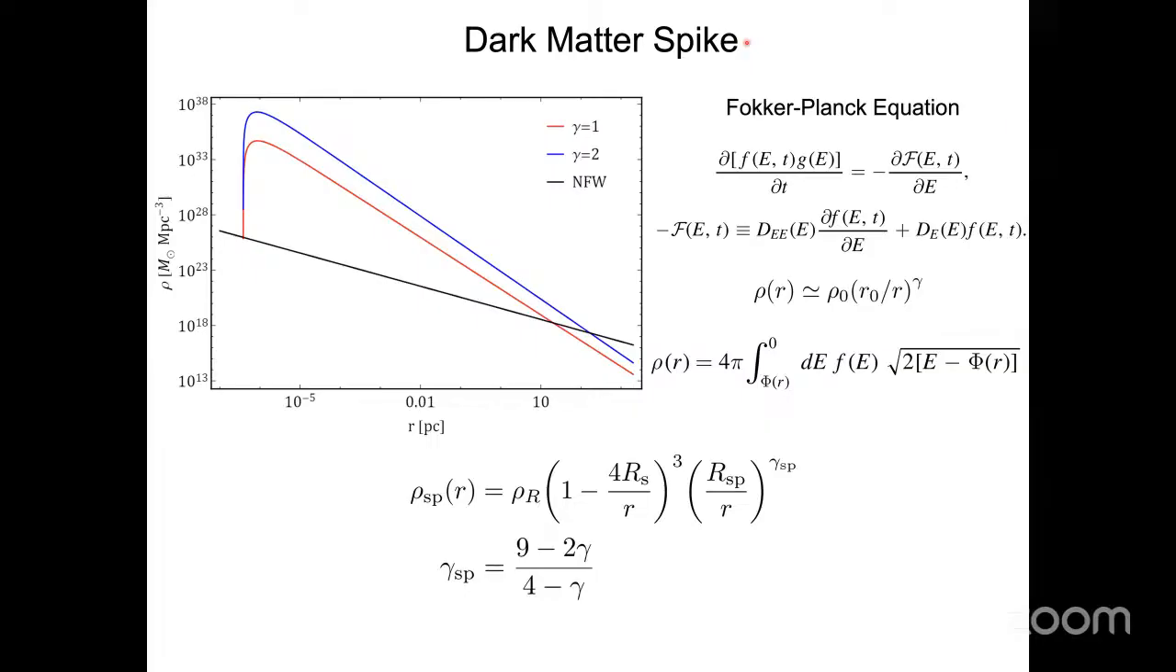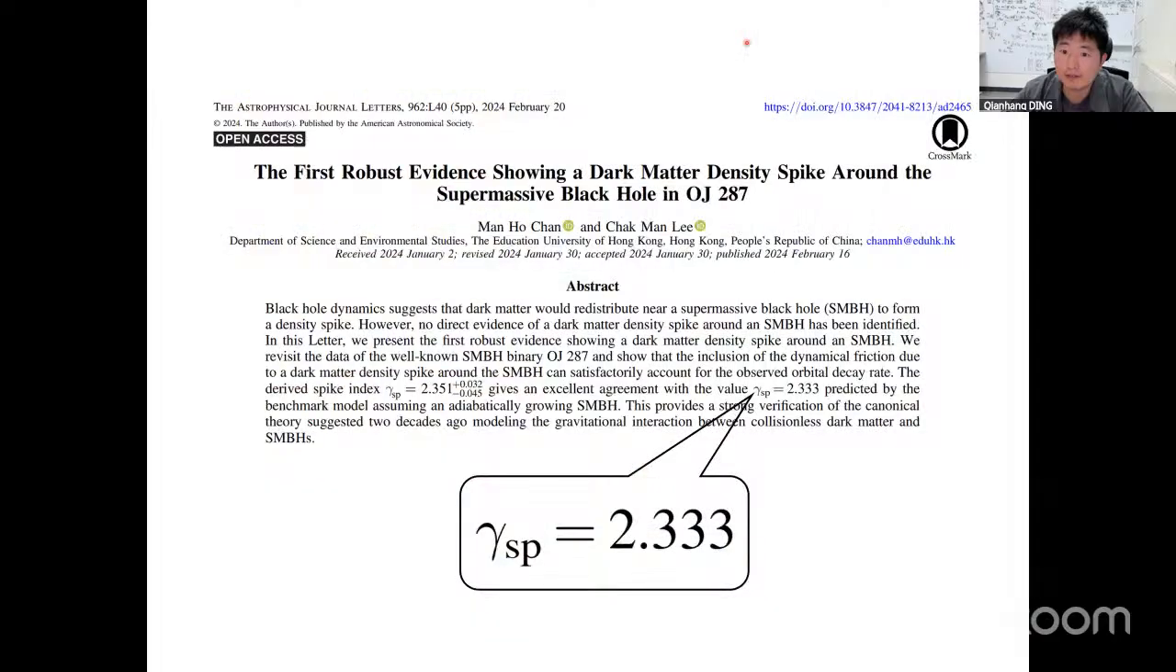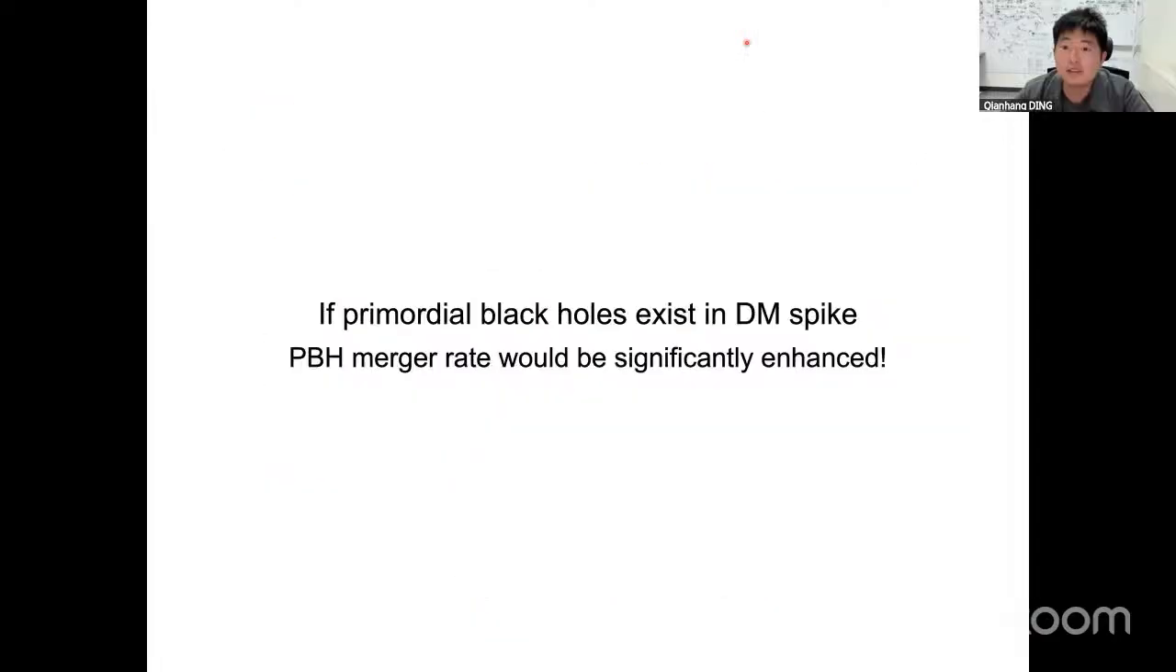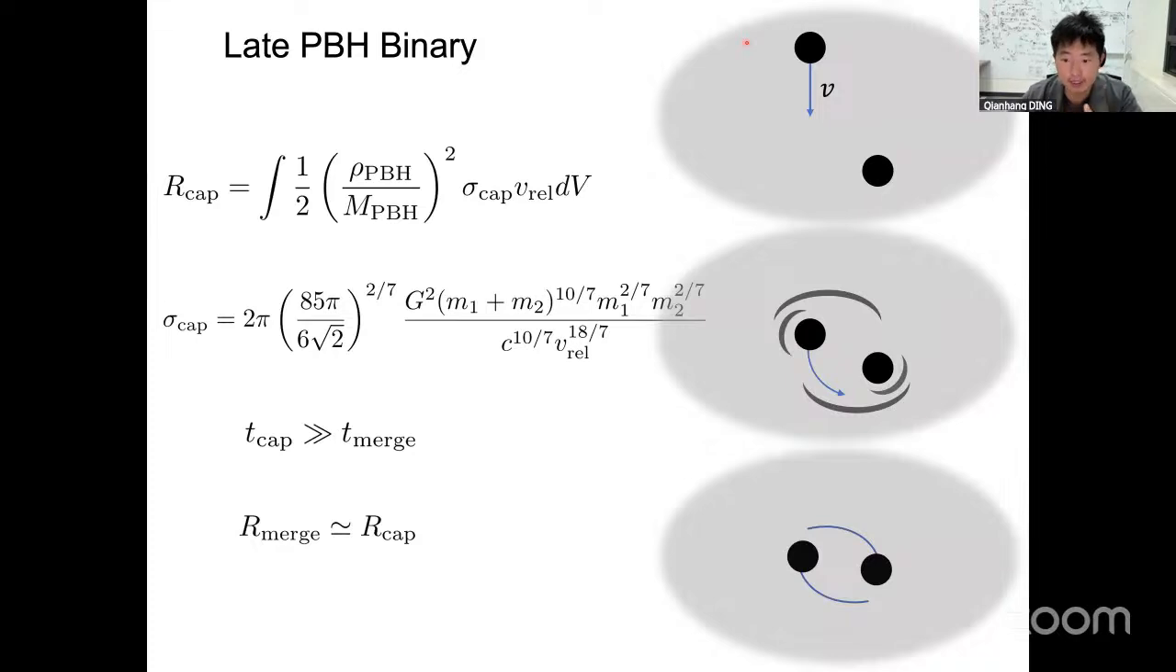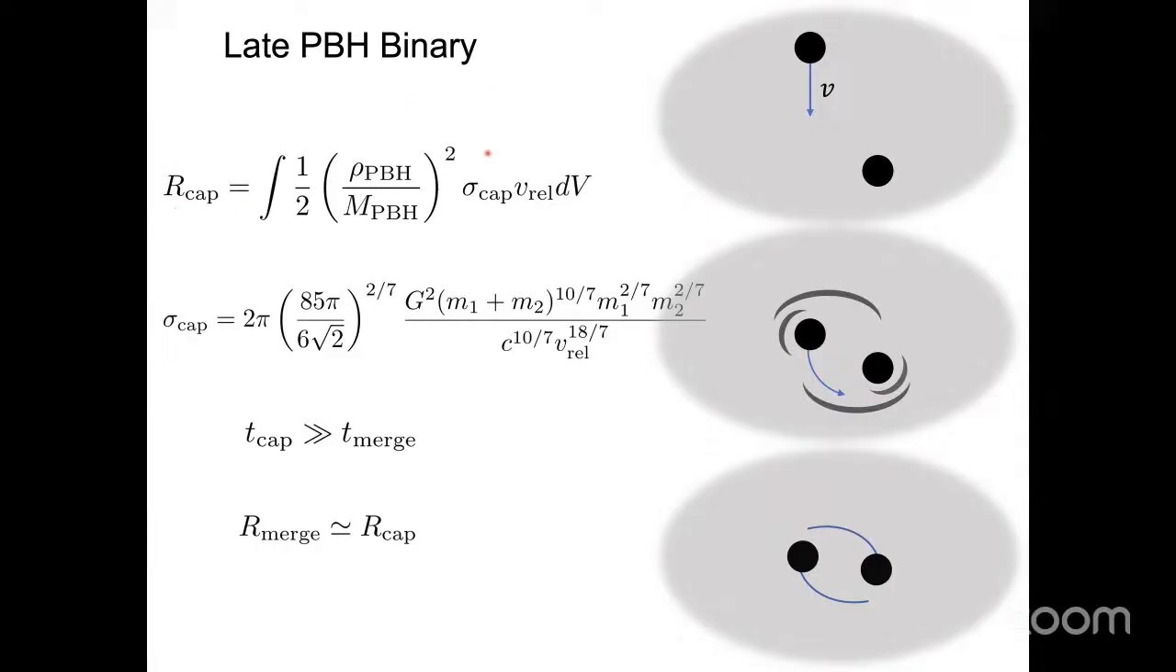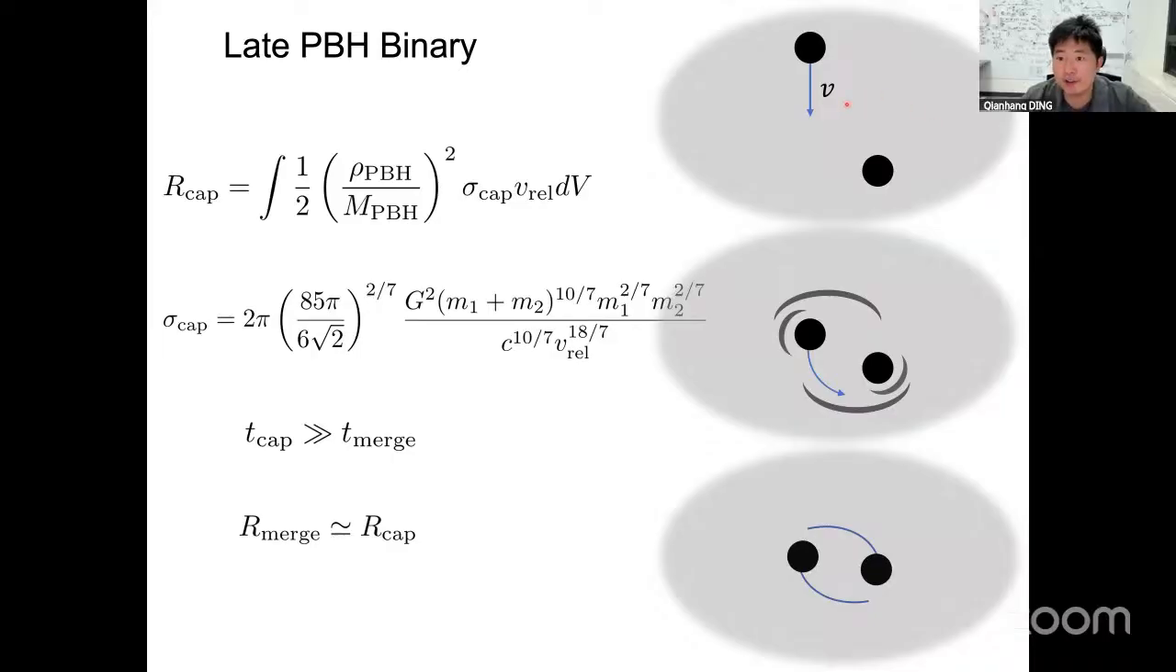Okay, I understand. And the enhancement of the rate due to the dark matter spike, what is the physical reason behind it? Okay, so the key point is that the PBH merger enhancement in the dark matter spike is due to the dark matter density in the dark matter spike being very high. Therefore, in the late PBH binary formation channel, when the dark matter density is very high, the PBH density is very high, so the number density of PBHs is very high. So the increase of the number density will increase the capture rate. It will increase the merge rate.